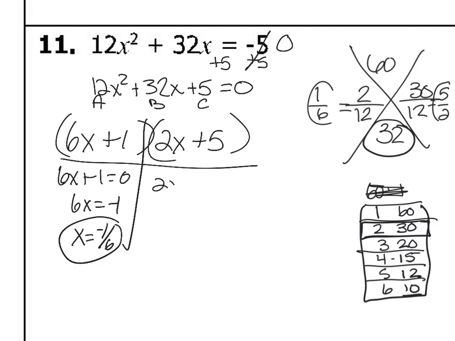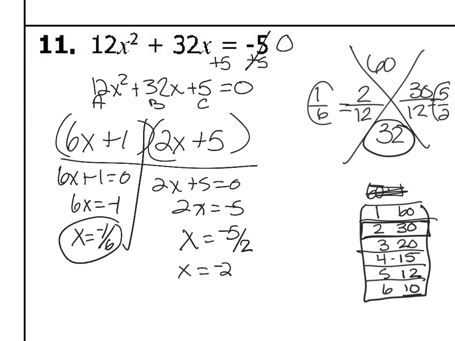And then 2x plus 5 equals 0. 2x equals -5. And x equals -5 divided by 2, which is the same thing. If it's improper, I go ahead and make it a mixed number. So the 2 will go into 5 2 times with 1 left over. So -2.5.